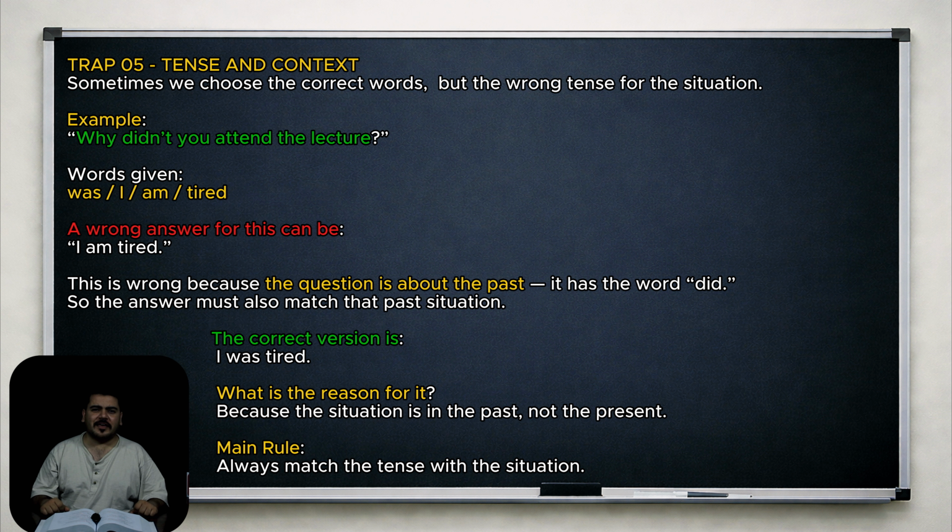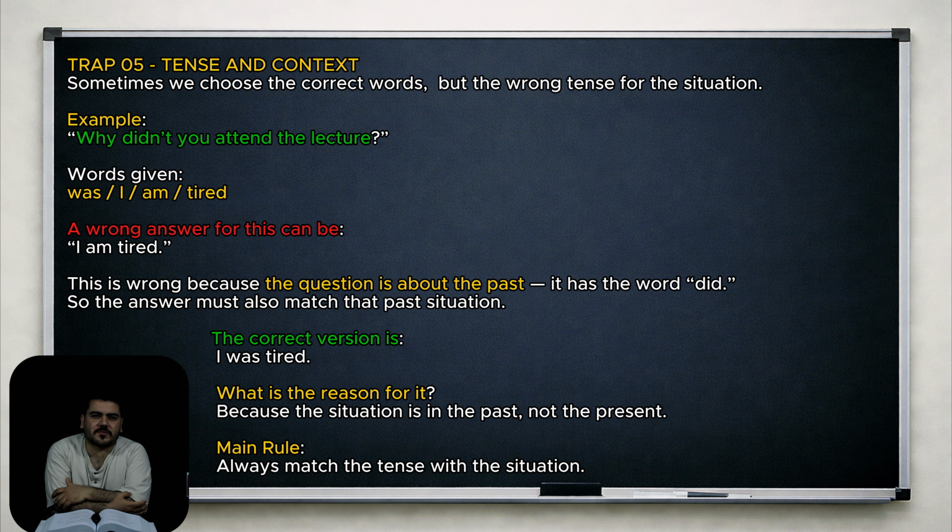Now look at this. Sometimes we choose the correct words, but the wrong tense for the situation. For example, why didn't you attend the lecture? Words given: was, I, am, tired. A wrong answer for this can be, I am tired.